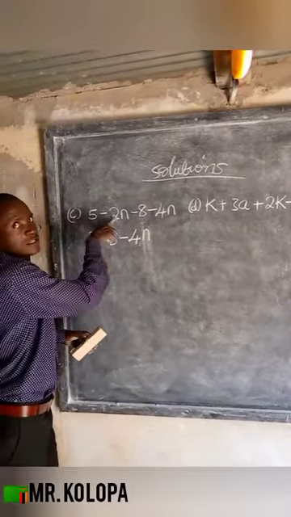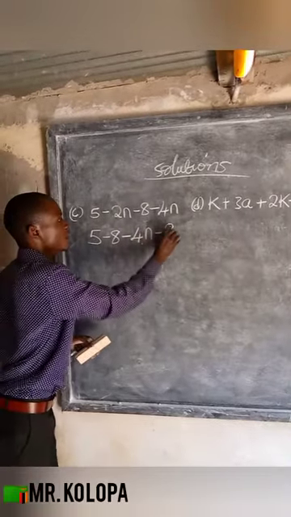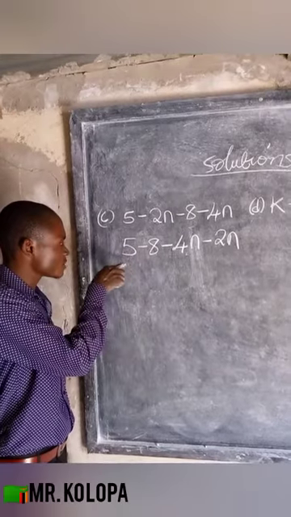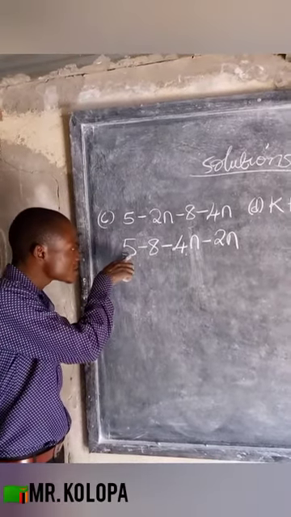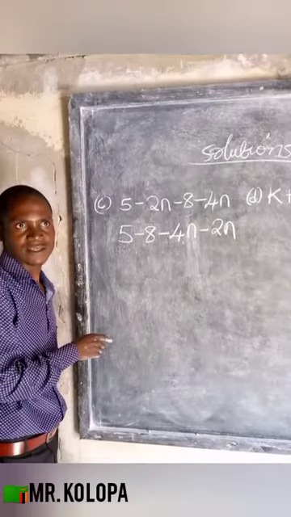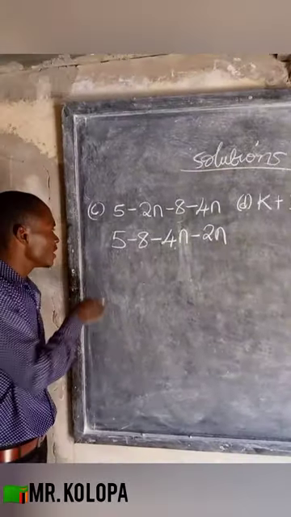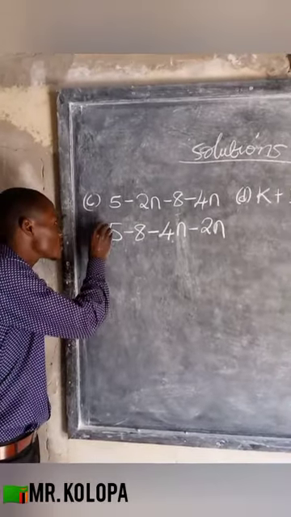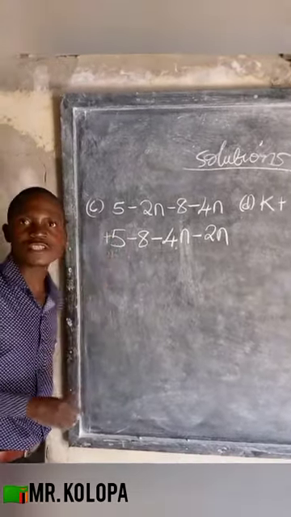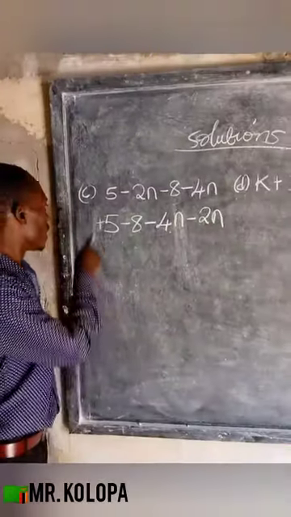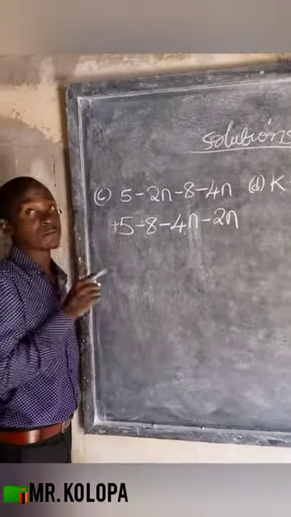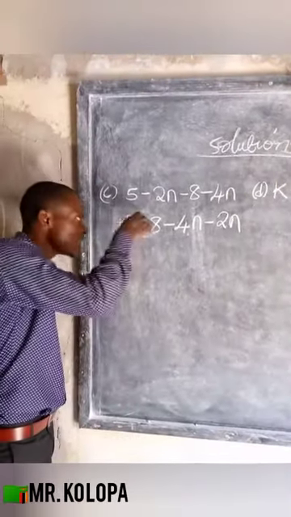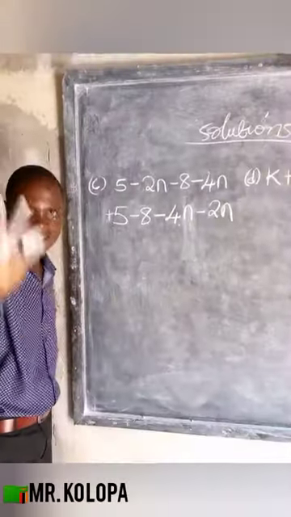4n, then negative 2n. This one, you ask yourself, are we having same signs or different signs? But here in front, what do you have here? Because we have no n sign. If you have no sign, we said we have a positive, which is invisible. So having different signs, we are going to subtract. We'll say 8 minus 5. When you say 8 minus 5, you get 3.